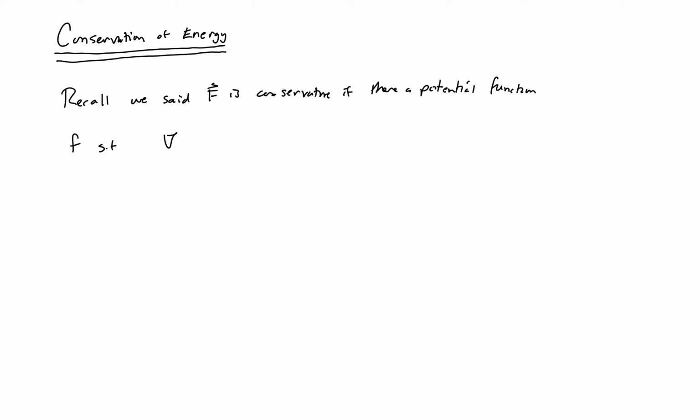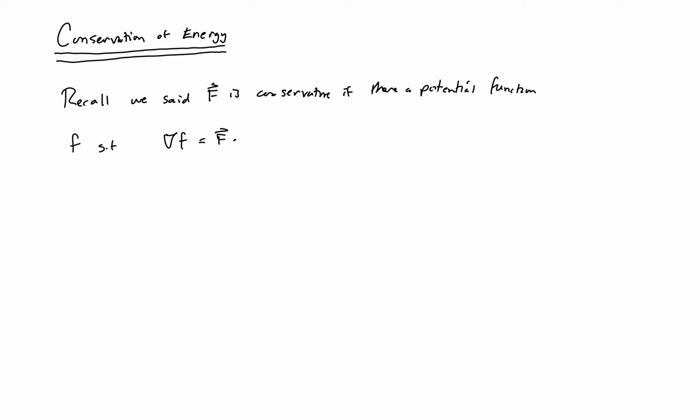Okay, so in this supplemental lecture, which is going to be quite short, we're just going to show how a conservative vector field conserves energy. So let's recall real quickly, we said a vector field is conservative if there is a potential function f so that the gradient of f is equal to our vector field.